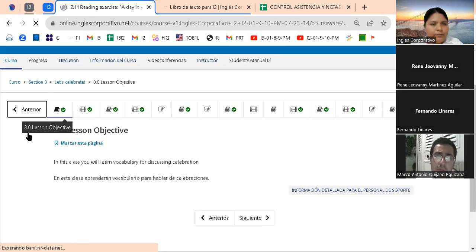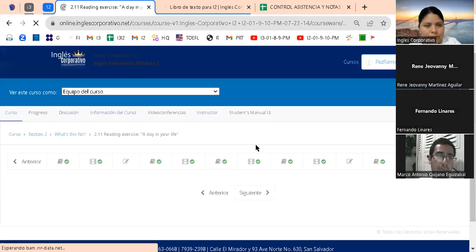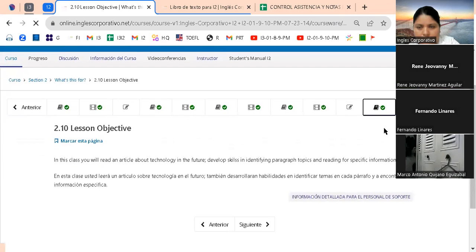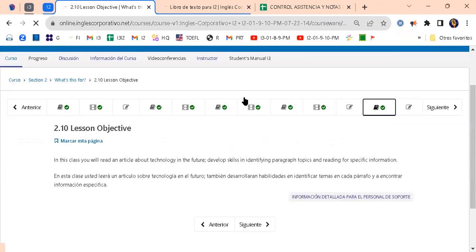Lesson three. Okay. We're going to start here with lesson objective 2.10. We're going to be checking a reading. In this class, you will read an article about technology in the future, develop skills in identifying paragraph topics and reading for specific information.